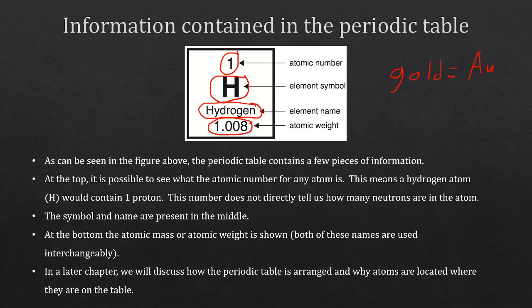We're also going to discuss in a later chapter why the periodic table is arranged in the shape it is and why all the information is where it is. But for right now, we're just going to say this is the information we can collect here. And we're going to do more on it coming up in the next chapter or two.